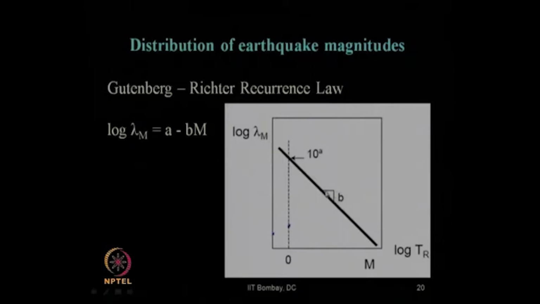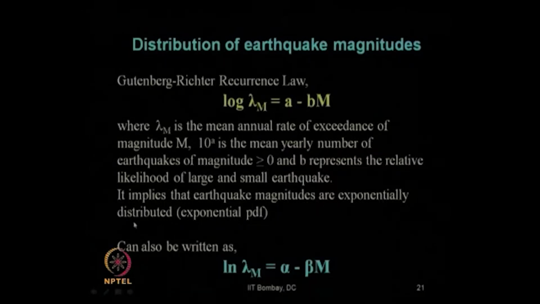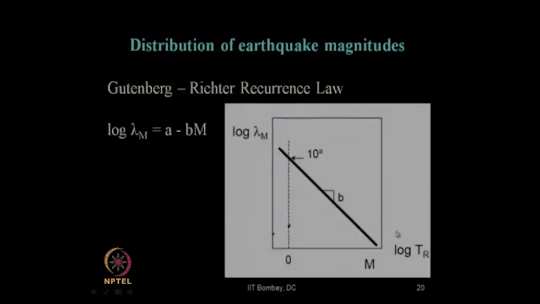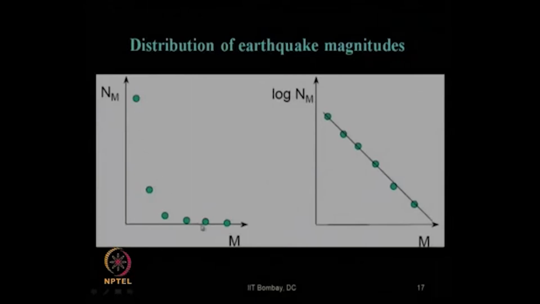The slope, if it is steeper, means that the occurrence of large earthquakes is much lesser. If it is flatter, then chances are more. So, that is why it represents the relative likelihood of occurrence of large or small earthquakes, and it implies that earthquake magnitudes are exponentially distributed, as I have already mentioned, because if you plot this linear relationship in semi-log in this fashion, it is only if your original distribution in normal scale is something like this, exponential, right.